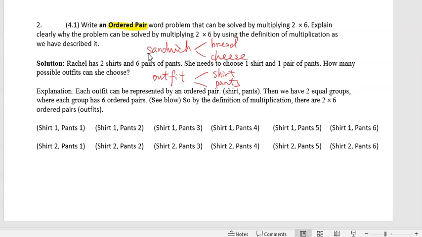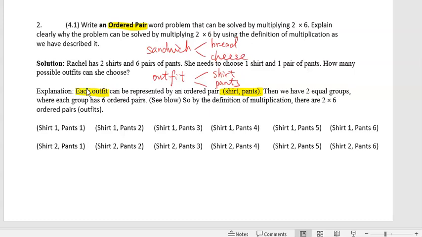And so here 2 times 6: I have 2 shirts and 6 pairs of pants. So if she needs to choose 1 shirt and 1 pair of pants, how many outcomes can she make? This type of question can also be solved by multiplication, 2 times 6. And again, the reason we call it ordered pair is because each outfit can be represented by shirt and pants. So that's an ordered pair.